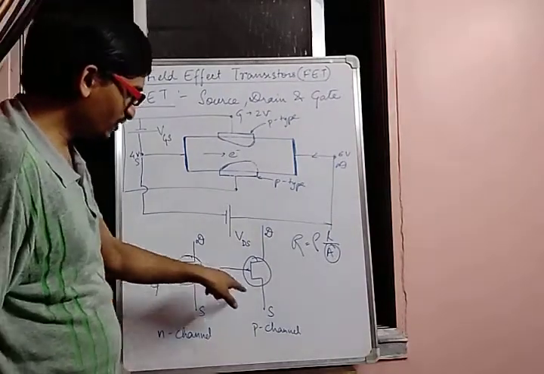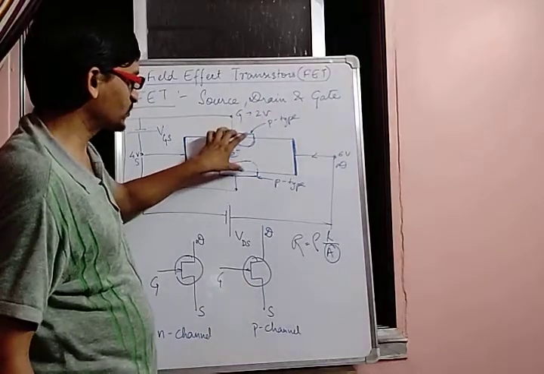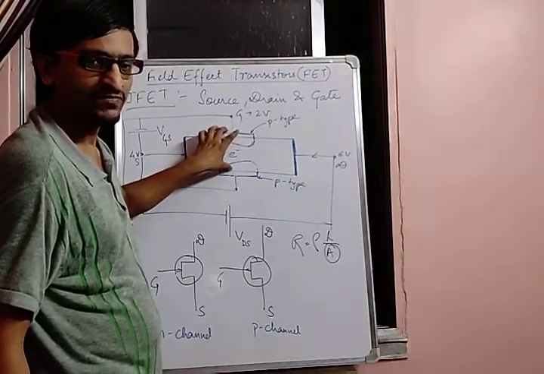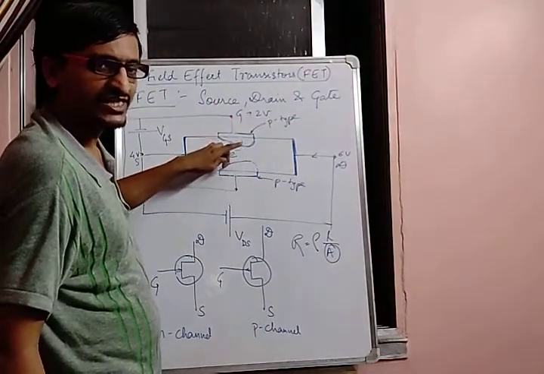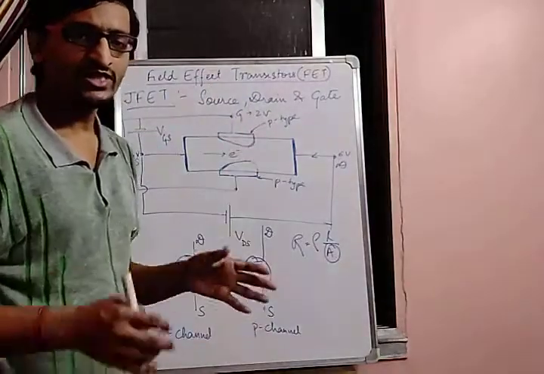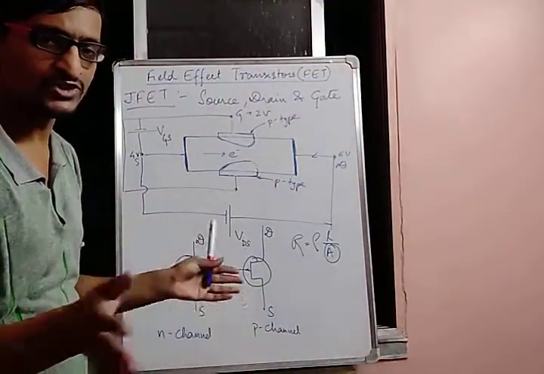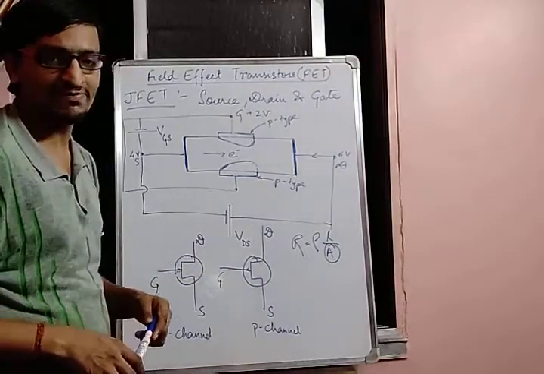On the other hand, for your P channel type JFET, your current will be flowing outward, because in that case, these two gate regions will be of N type. So your electrons will be flowing in this direction, inward. So your whole current will be flowing opposite, because your conventional current flows in the opposite direction as that of the electrons. So these are the symbols of your N channel and P channel type JFET.